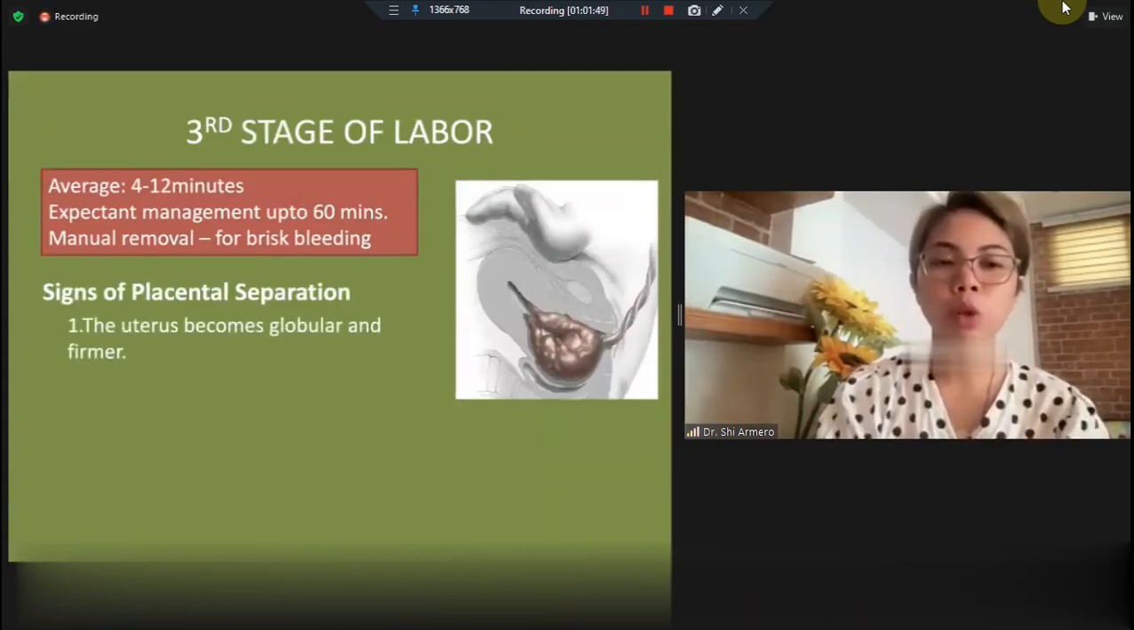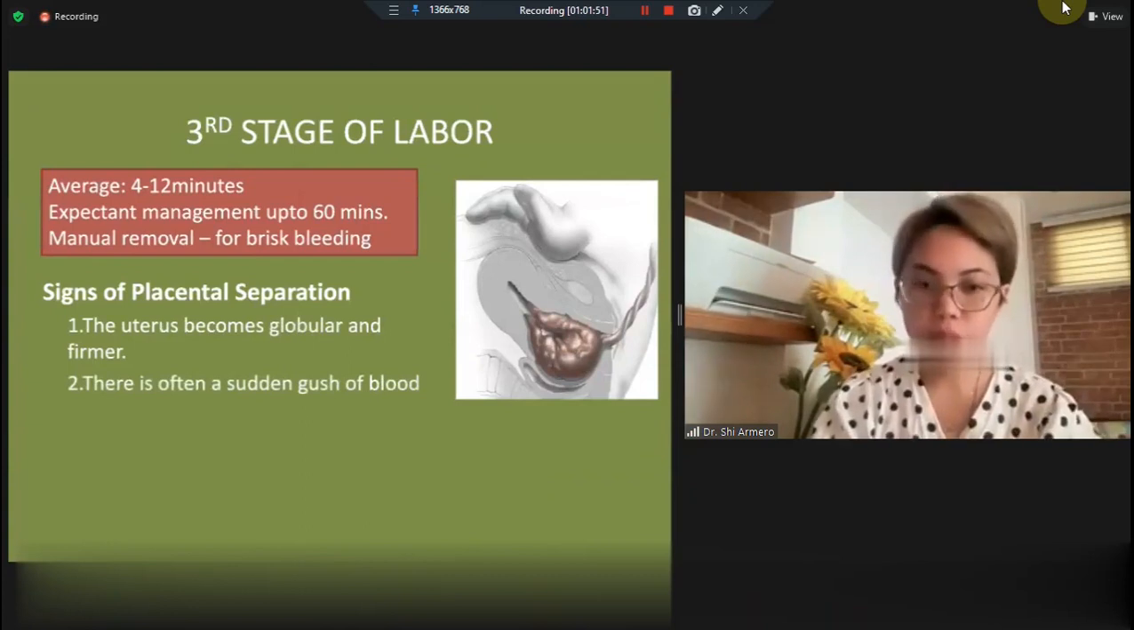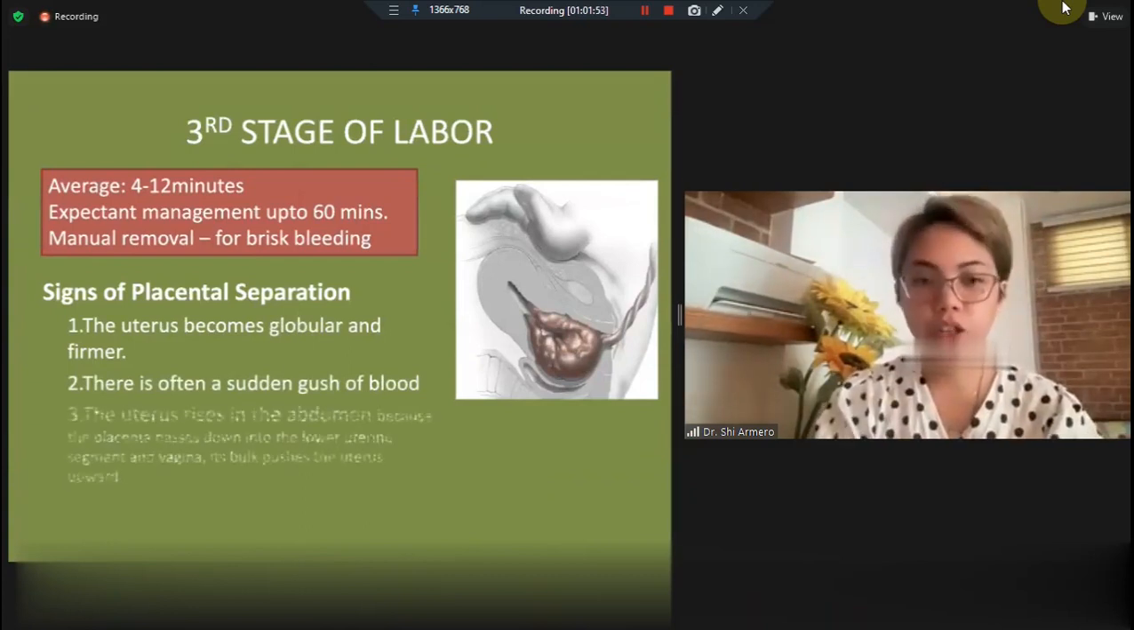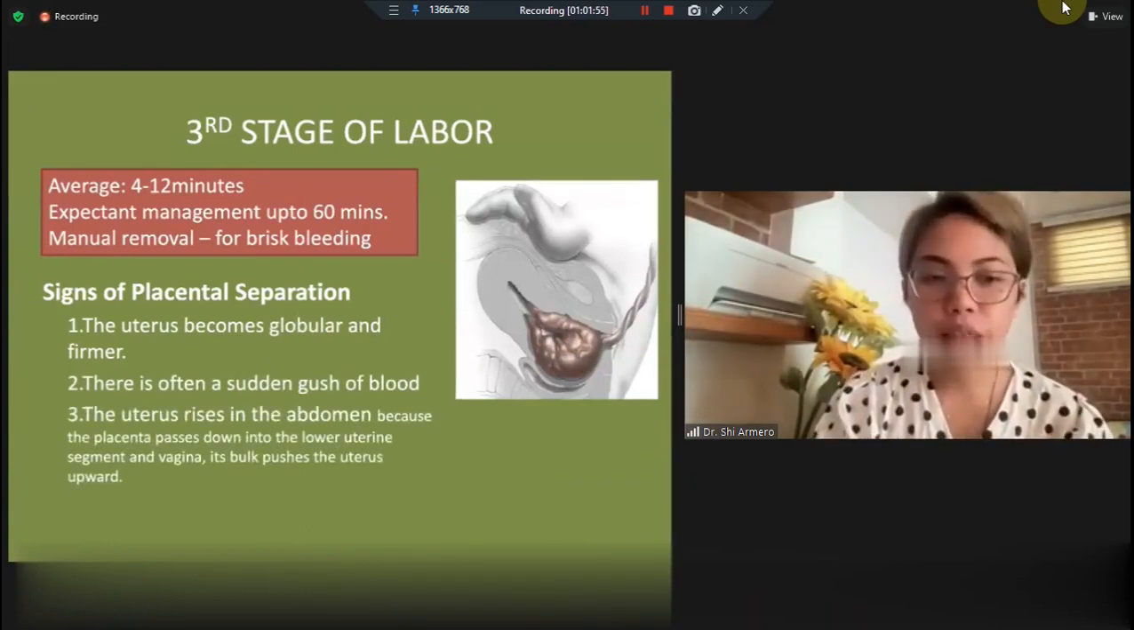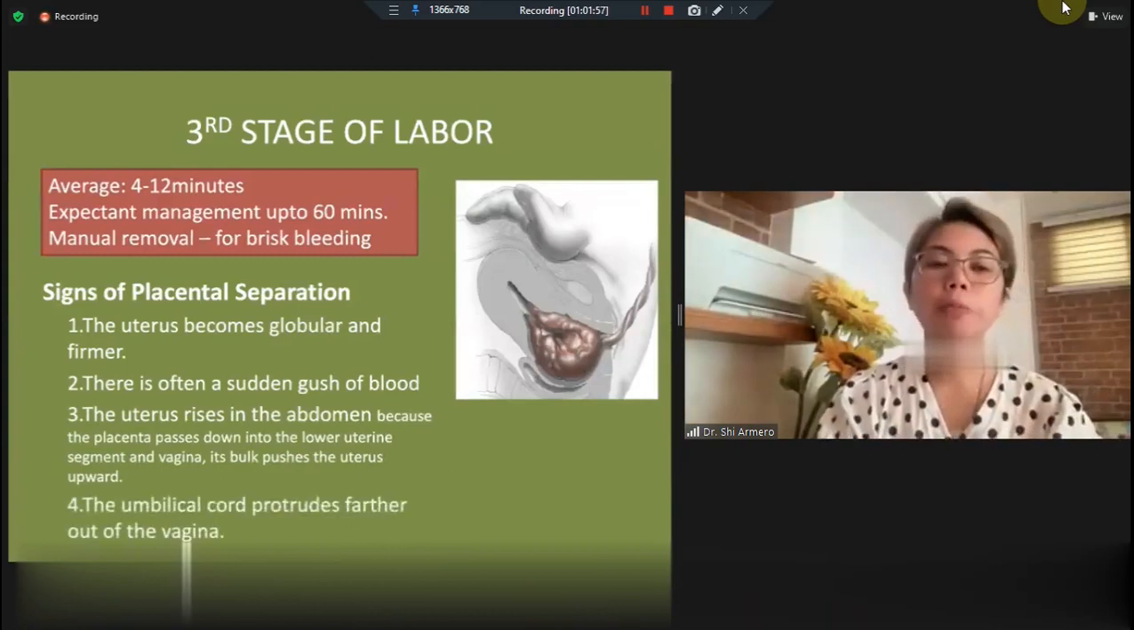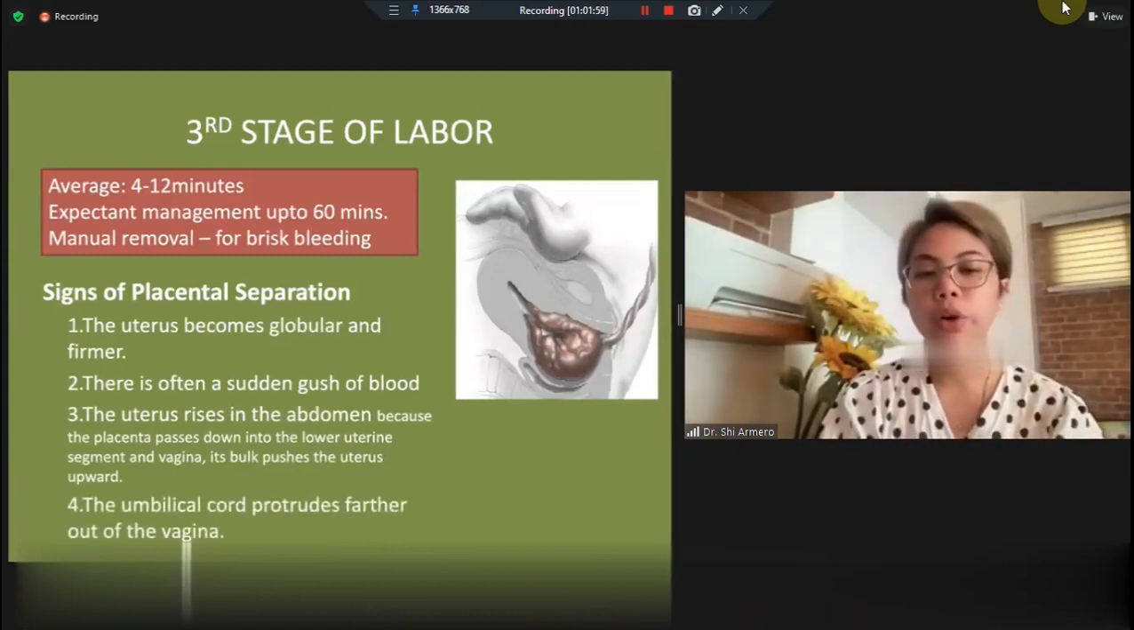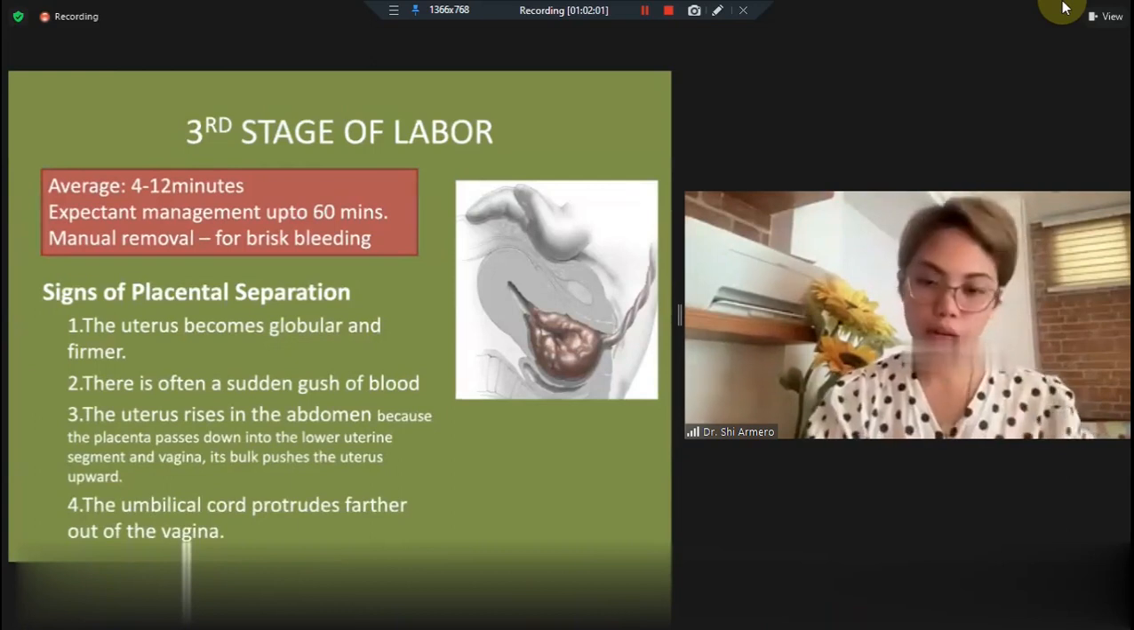One, the uterus becomes globular and firm. There is often a sudden gush of blood. The uterus rises in the abdomen and the umbilical cord protrudes farther. There is lengthening of the umbilical cord.